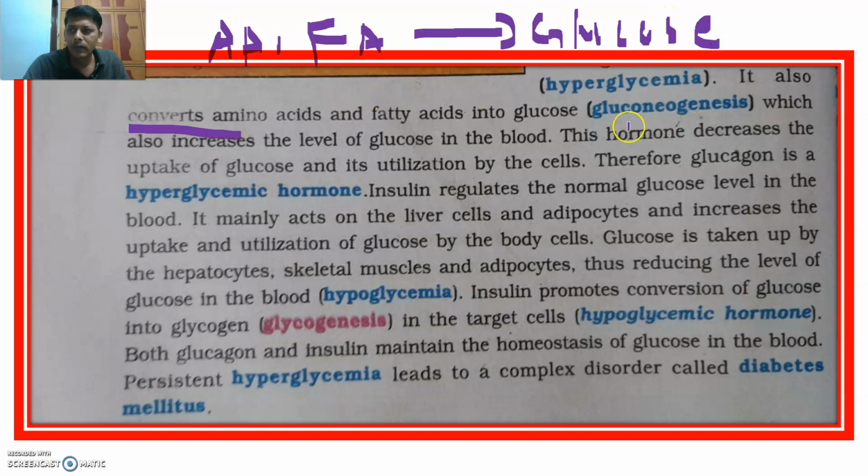That's why this process is called gluconeogenesis: "gluco" means glucose, "neo" means new. Glucose is formed from non-carbohydrates, that is, proteins and fats, which also increases the glucose level in the blood.